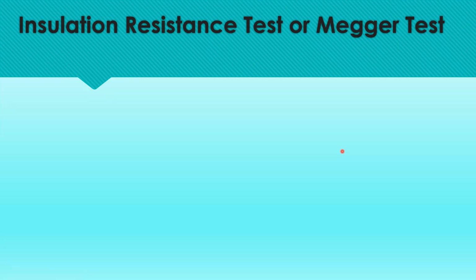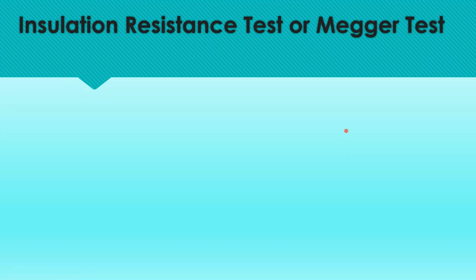If the insulation resistance fails, then the equipment will be damaged. So to avoid this, periodically and regularly, we must test the insulation resistance. That is done by the instrument which is called the Megger.